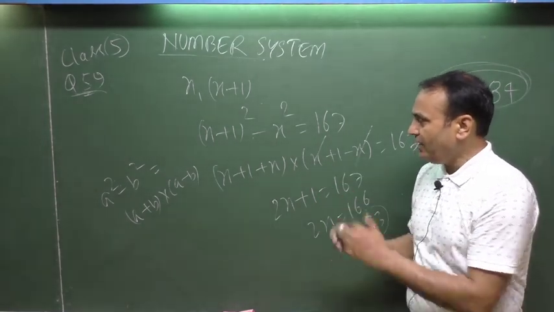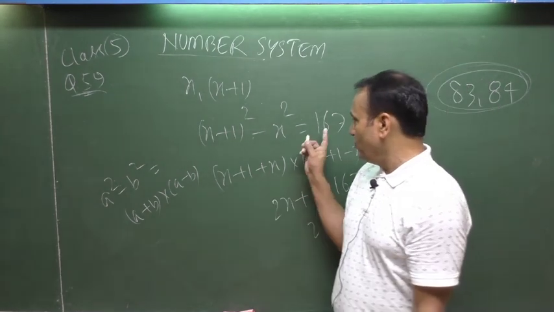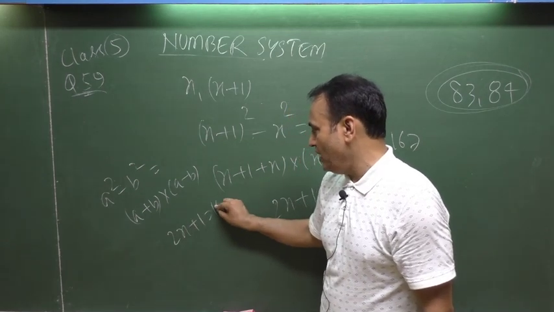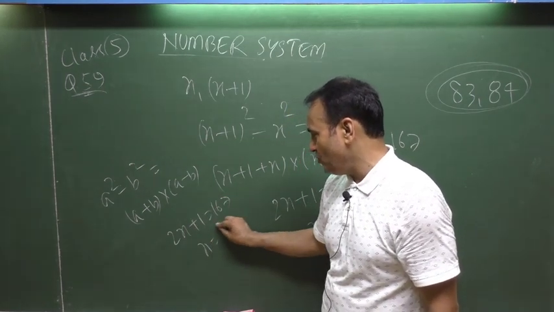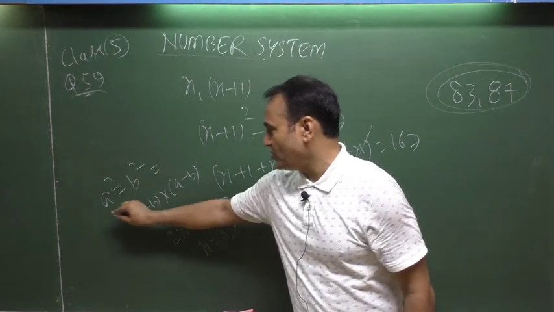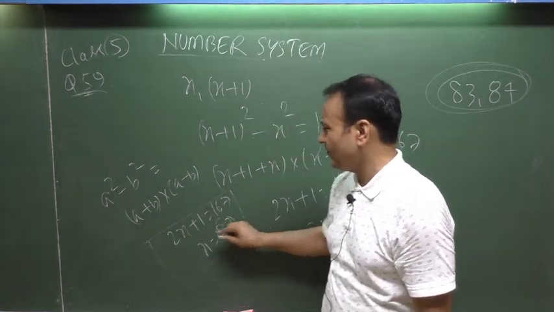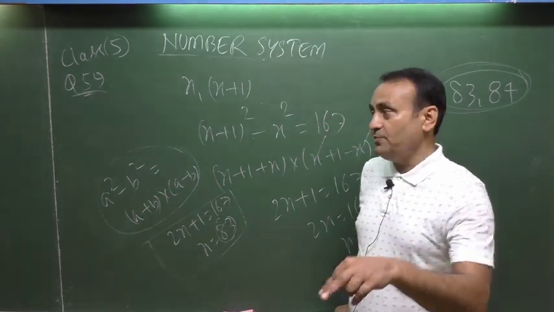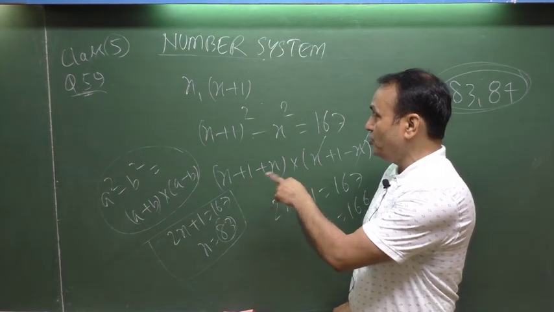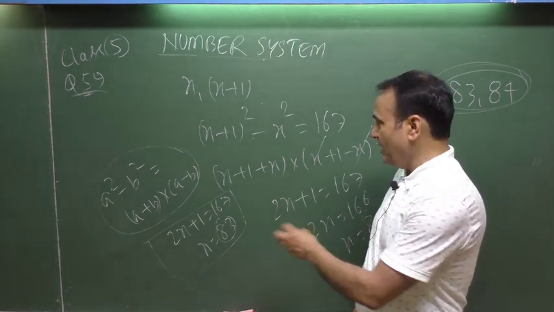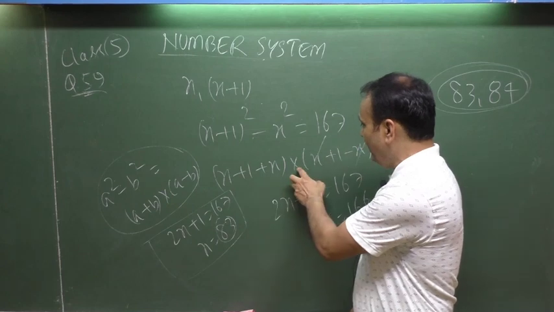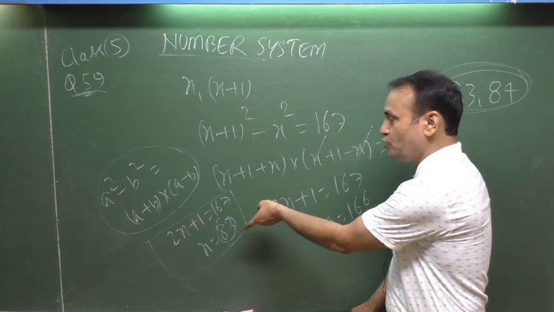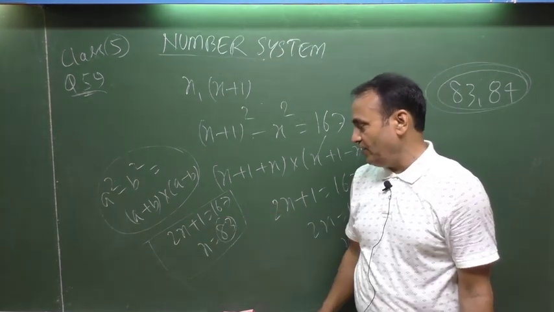That means we have to add both the numbers. 2x plus 1 equals to 167 and x equals to 83. This is your shortcut method. Note down. Since there are two consecutive natural numbers, that means a square minus b square of two consecutive natural numbers will be just like 2x plus 1 into only 1. That means we have to just make an equation 2x plus 1 equals to the given value 167 and point out the value of x only.